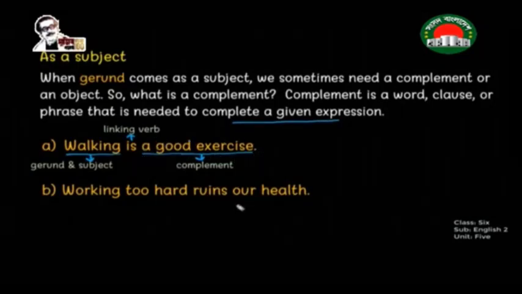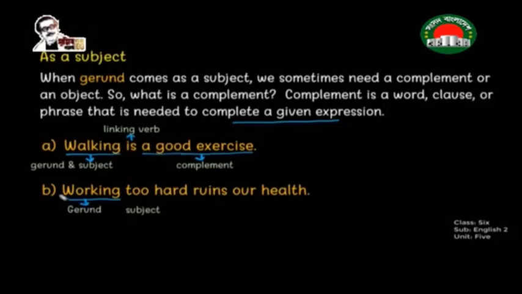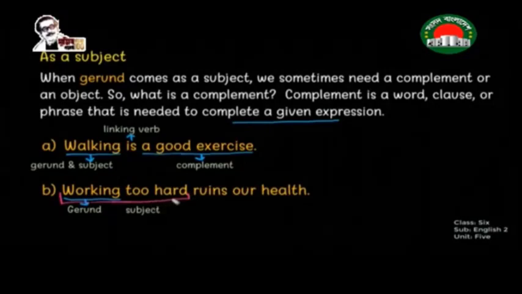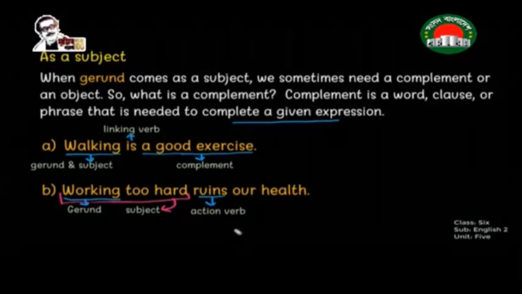So what about the next example? Similarly, here the ing verb working is gerund and working too hard is the subject. And ruins is here an action verb, so it is not a linking verb, because linking verbs do not show any action, but an action verb has an action, ruins, to destroy.